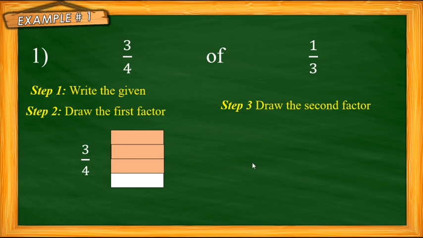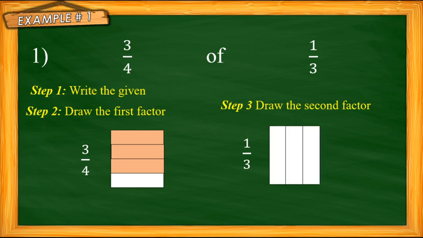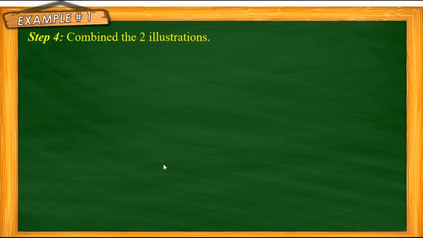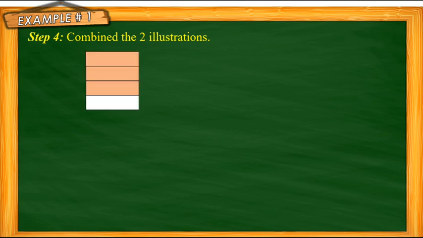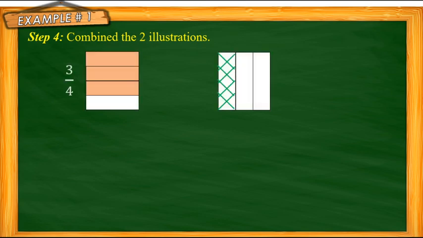And then draw the second factor. The second factor would be 1/3. Then we have 1, 2, 3. Then the shaded region is 1. As you notice, the first factor is in horizontal form and the second factor is in vertical form, because they are used to have an intersection. Okay, so let's proceed to step number 4. Combine the two illustrations. We have 3/4 and 1/3.